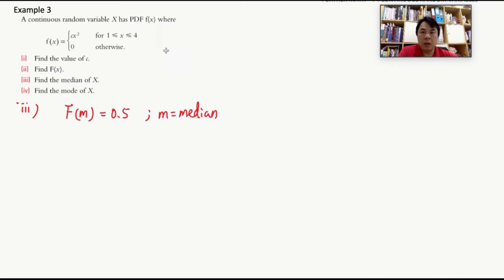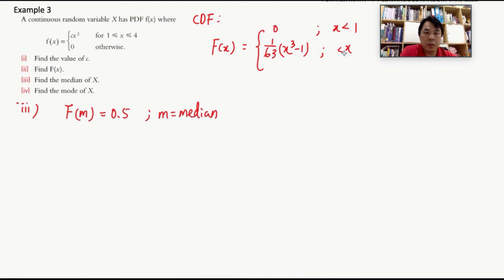Now before we can work this out, I'm going to rewrite the distribution function one more time for reference. 1 over 63 (x cubed minus 1) for x lying between 1 and 4, 0 for x less than 1, and 1 for anything that's more than 4 here. So we're going to make use of the distribution function that we have worked out just now.